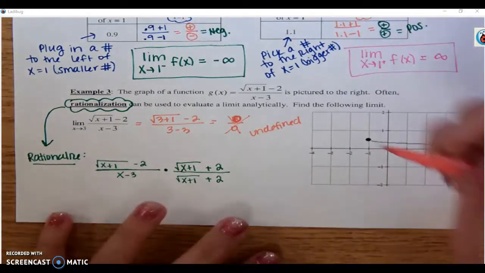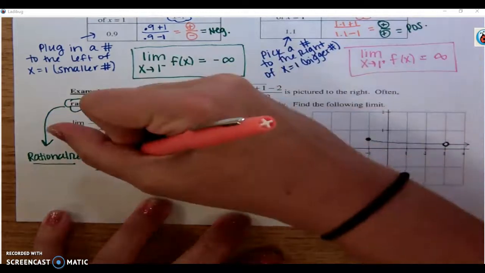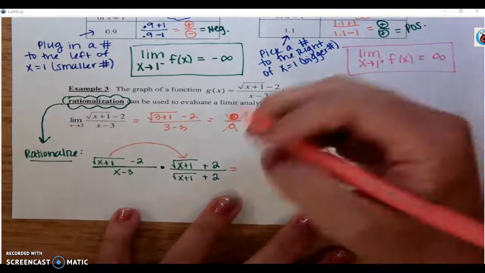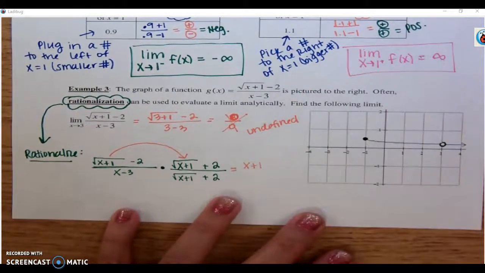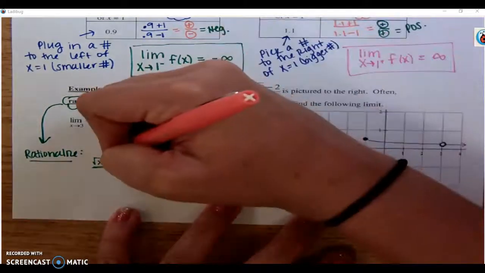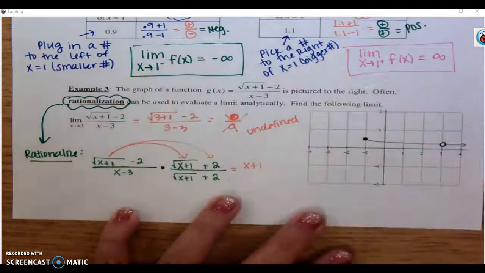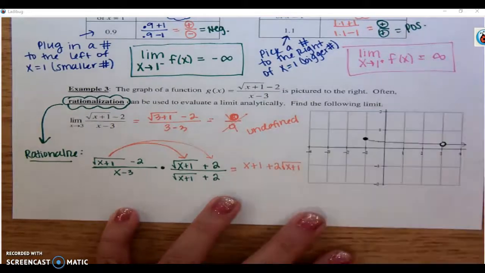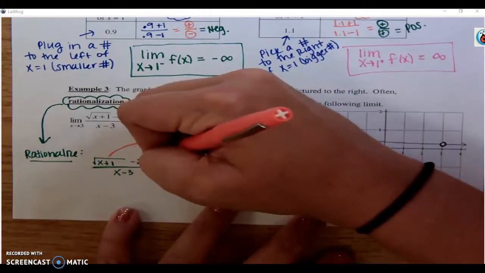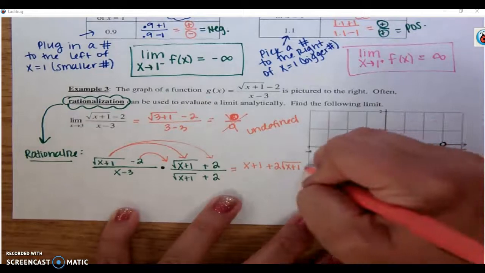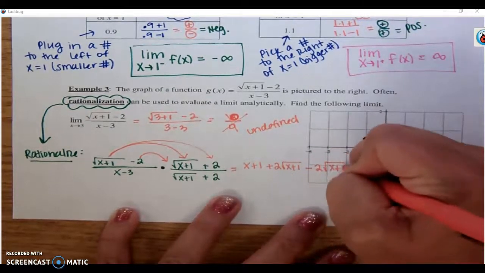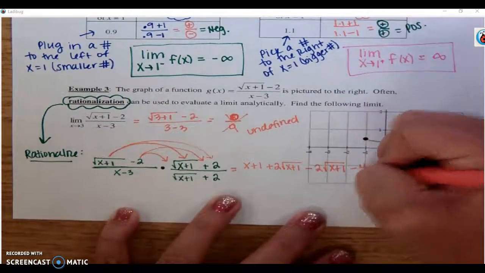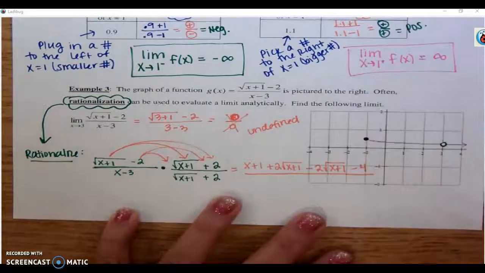Okay, so here we go. We're going to multiply this out. So the square root of x plus 1 times the square root of x plus 1. The square roots will cancel and we'll just get x plus 1. Okay. Then the square root of x plus 1 times 2. That would just be plus 2 square root of x plus 1. Then we have negative 2 times the square root of x plus 1. That's negative 2 square root of x plus 1. And then we have negative 2 times 2, which would be negative 4. That's what my numerator looks like.